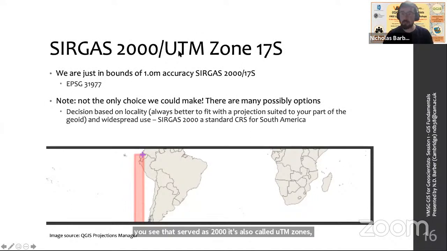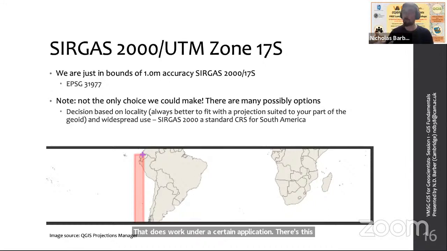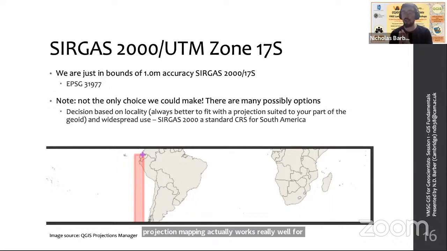UTM is an acronym very common in projection systems. It stands for Universal Transverse Mercator. And if you remember last week, I talked about the Mercator projection system. This is one of those standard projection systems that has some issues associated with it, but does work under certain applications. There's a different version of the Mercator projection system called a transverse Mercator. And it just so happens that if you divide the world into very thin longitudinal slices, the transverse Mercator projection method actually works really well for preserving regional areas, shapes, and angles if you limit it longitudinally.